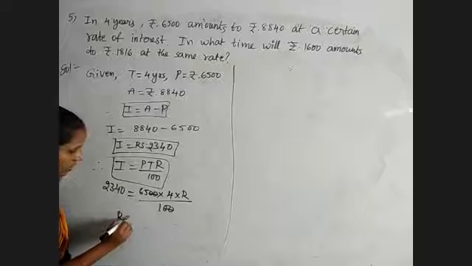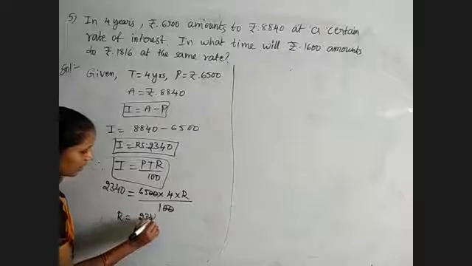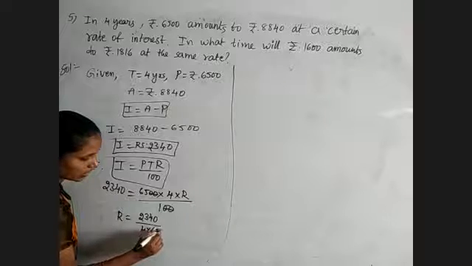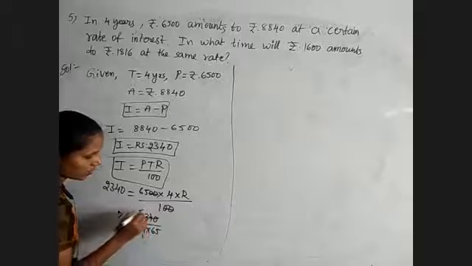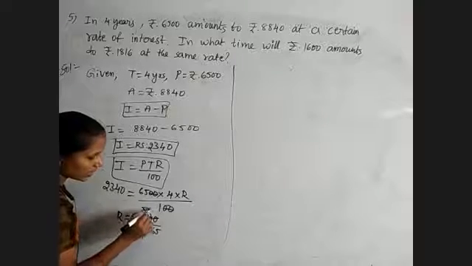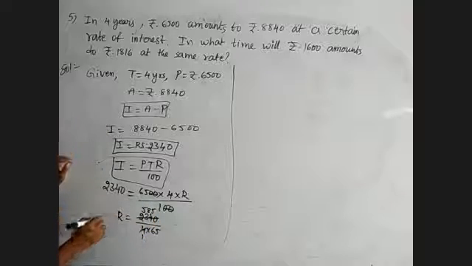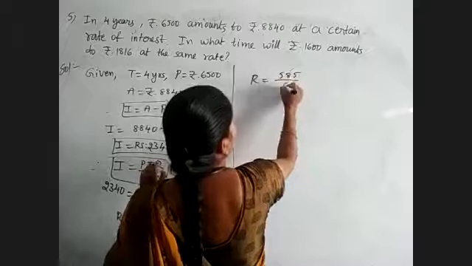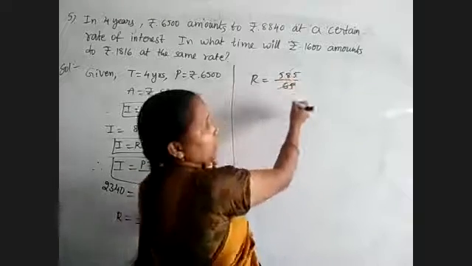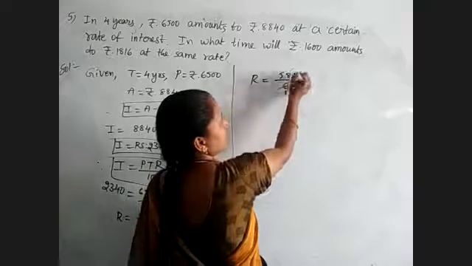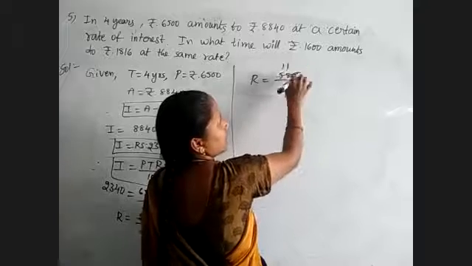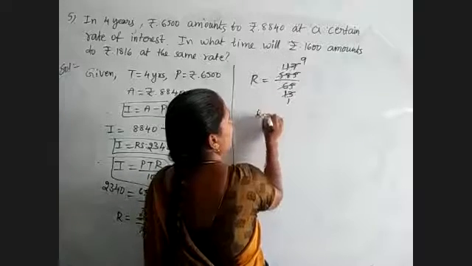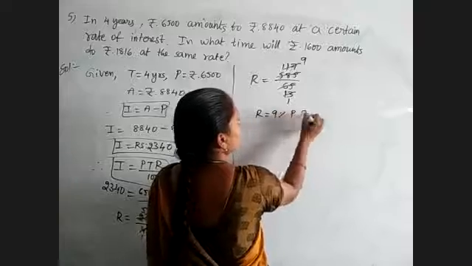R will be equal to 2340 divided by 4 into 65. So 4 ones are 4, 4 fives are 20, 4 eights are 32, and 585 by 65 we got. So R equal to 585 by 65. Both can cancel in the 5 table. 5 ones are 5, 5 threes are 15, and 35 we will get, so 7. 13 ones are 13, 13 nines are 117. So R equal to 9% per annum.